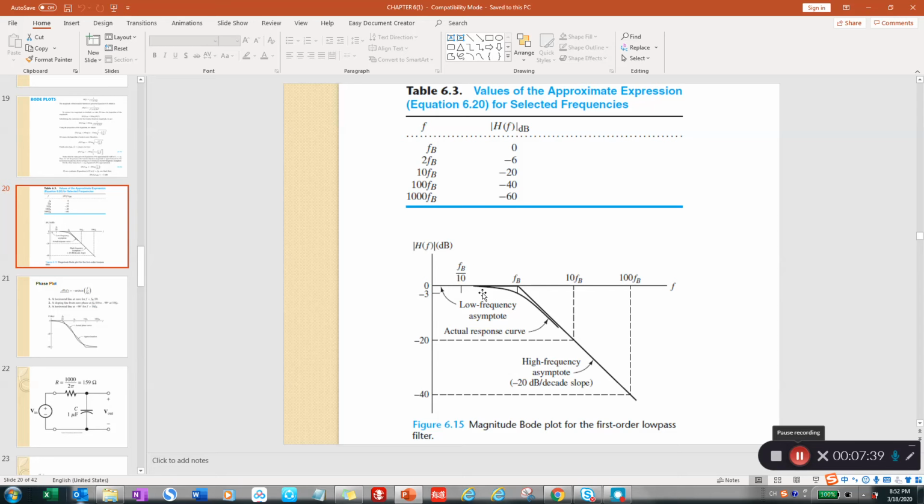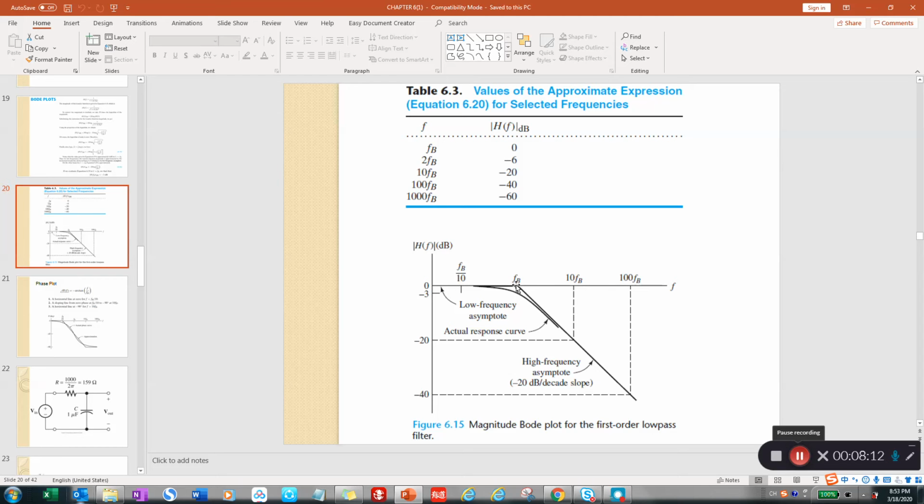But we know that if F equals FB, the amplitude in dB will be equal to -3. It's quite close to 0, so we can just use 0 to represent that. Then if F equals FB, we get 0. If F is much less than FB, then all of them are equal to 0. Then we get a straight line.